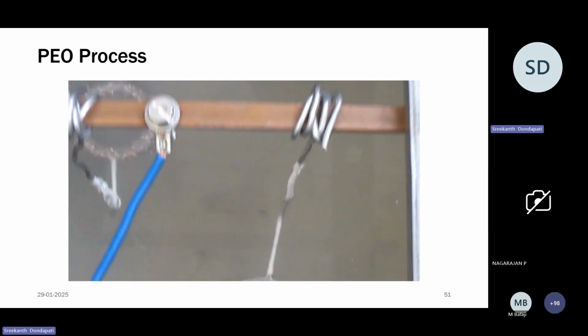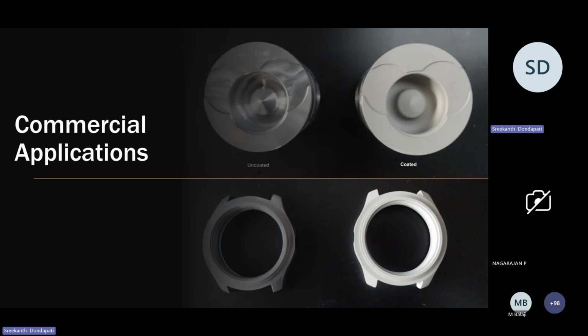I've done some coatings here. The one above which you are seeing is the aluminum piston. On the aluminum piston crown, I have given a coating. So this is the uncoated one, and this is the coated one. Similarly, this is the aluminum watch dial, the uncoated one and then the coated one. This will improve the corrosion resistance and wear resistance also.